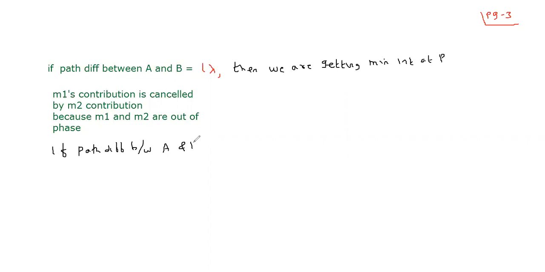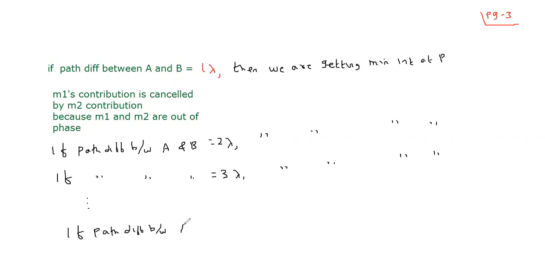Similarly, if the path difference between A and B is 2 lambda, again we are getting minimum intensity at point P. If it is 3 lambda, again we are getting minimum intensity at point P. And so on. If the path difference between A and B is n lambda, same, we are getting minimum intensity at point P.